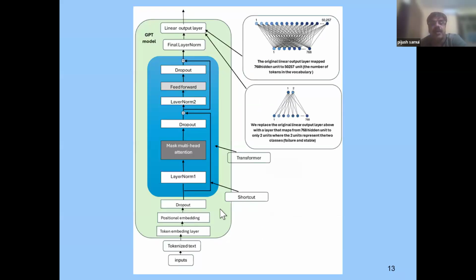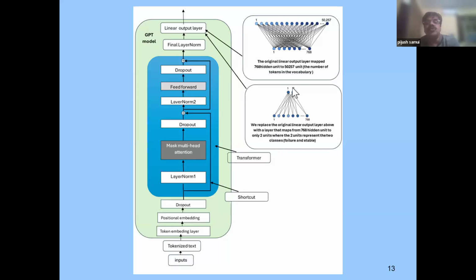If you look at how this is happening, there is an input we are giving, which is tokenized text, then a token embedding layer and positional embedding with dropout, and then the layer normalization I already told you about, the shortcut, and then the transformer. In the GPT model there are plenty of outputs, but in our case the output is binary. That means we get only two outputs here: the slope will be stable, or it will fail.